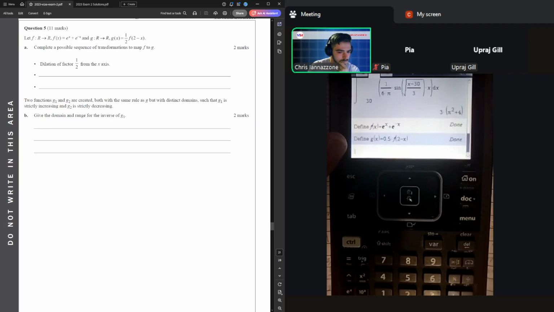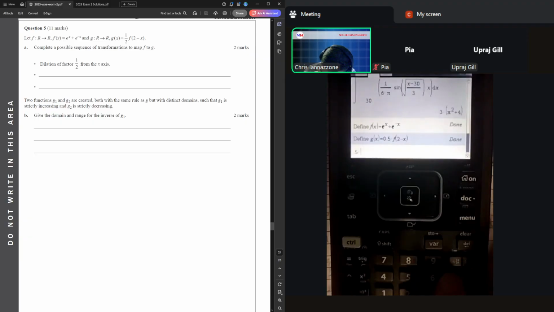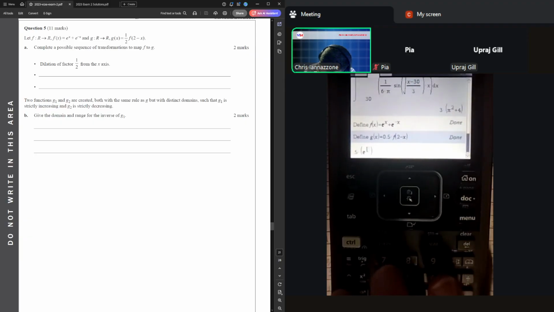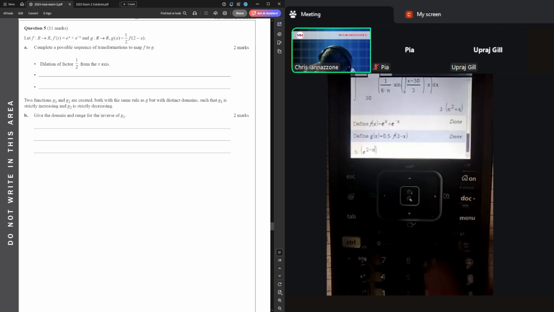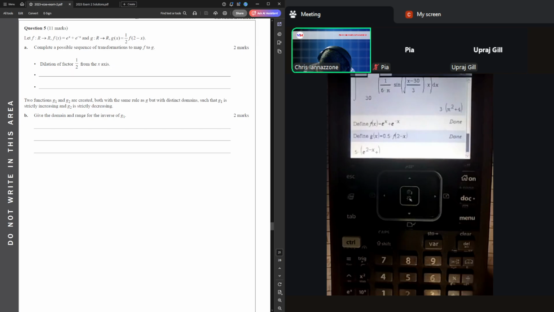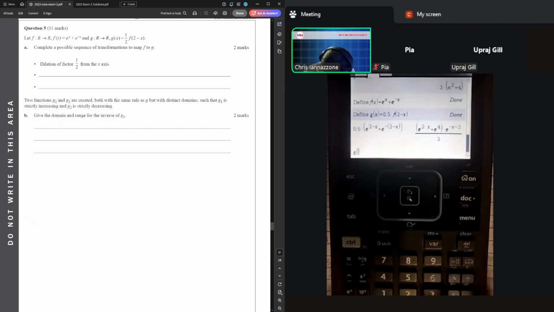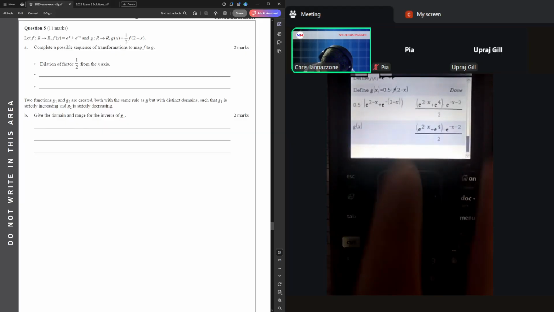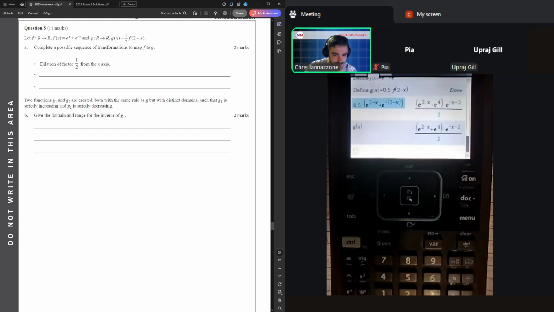Because if you do straight substitution, what do you have to do? You do 0.5 bracket e to the 2 minus x plus e to the negative bracket 2 minus x. And with any luck, if I print g of x again. Yeah, okay. Maybe just double check on your CAS that you put that in right. Oh no, I got it wrong, my bad. Yeah, all good.